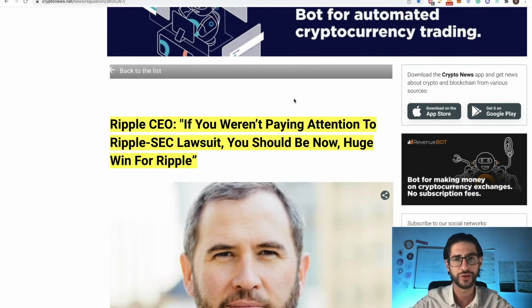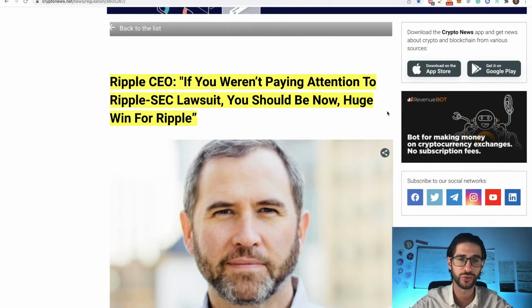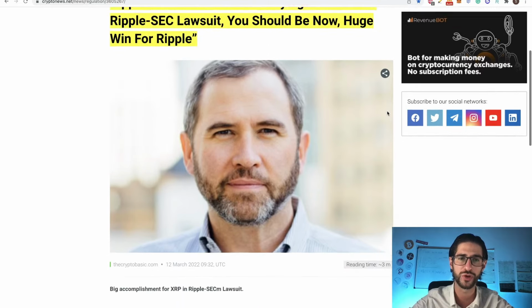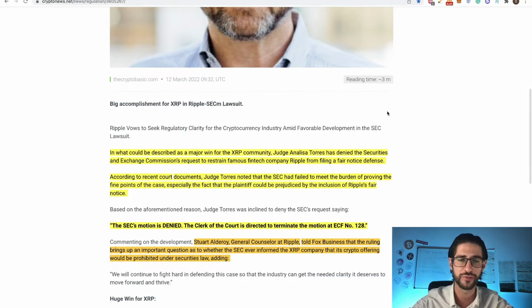And with the last news that we have from the Ripple lawsuit, I think we are still at very bullish moments on that too. The Ripple CEO, if you weren't paying attention to the Ripple SEC lawsuit, you should be now. Huge win for Ripple, says actually Brad Garlinghouse.